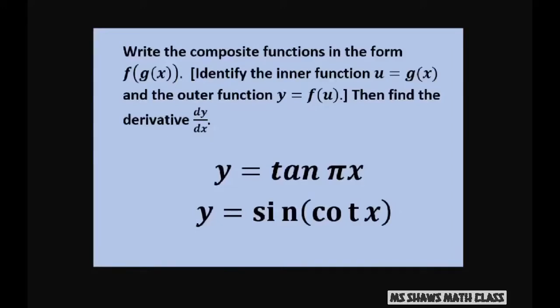Hi everyone, this is an introduction to the chain rule. For these first two examples, we're going to write a composite function in the form of f(g(x)), and then identify the inner function as u, so this would be your u, as g(x), and the outer function is y equals f(u). So y in this case equals tan of u, and then use this formula.